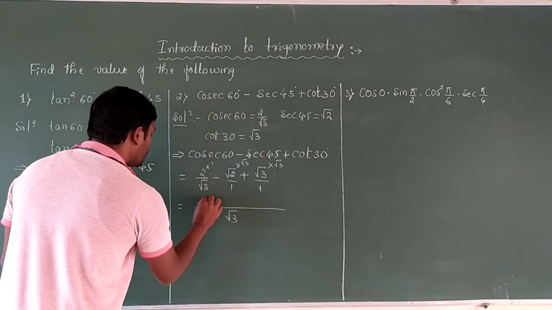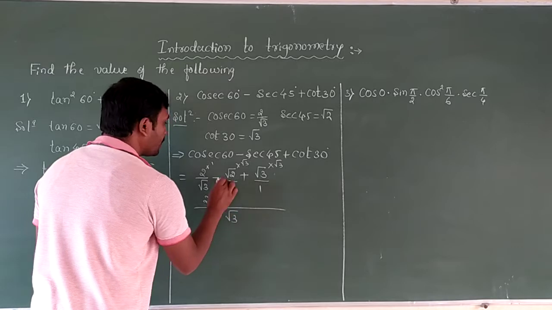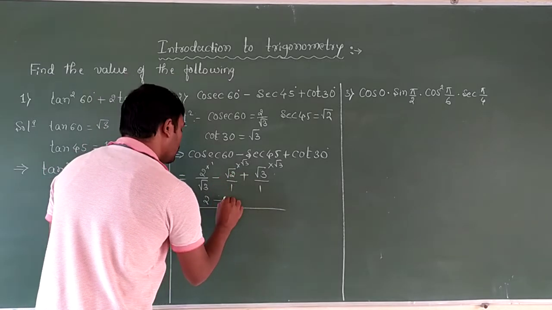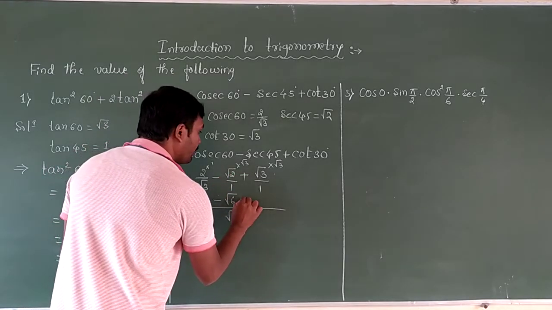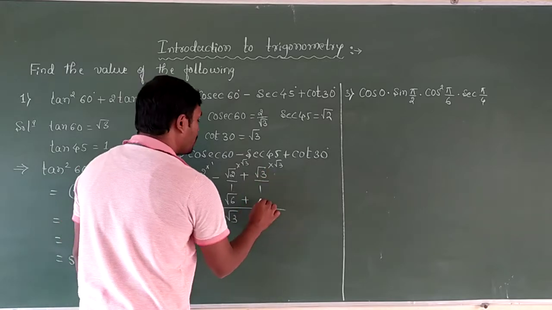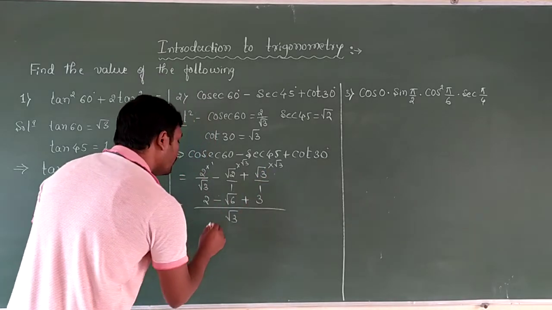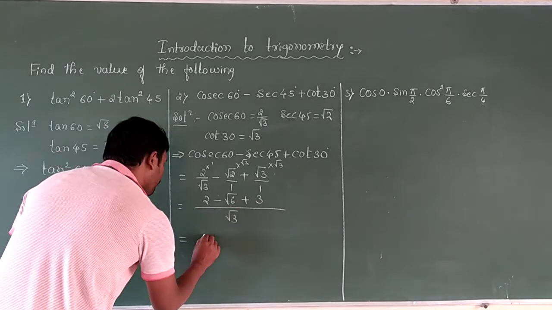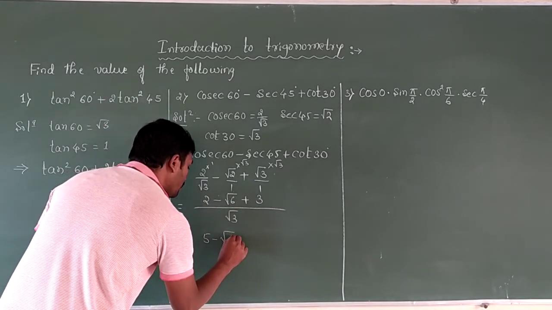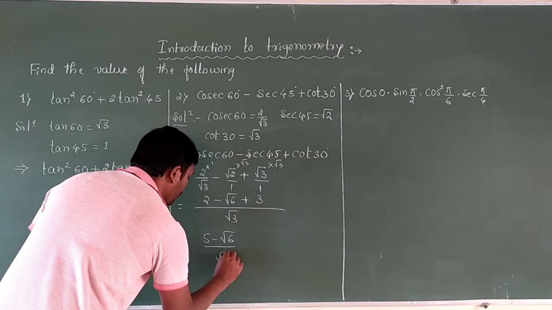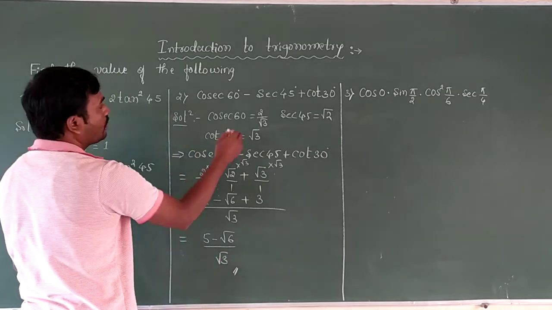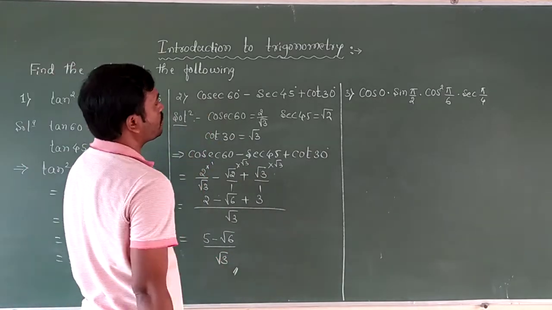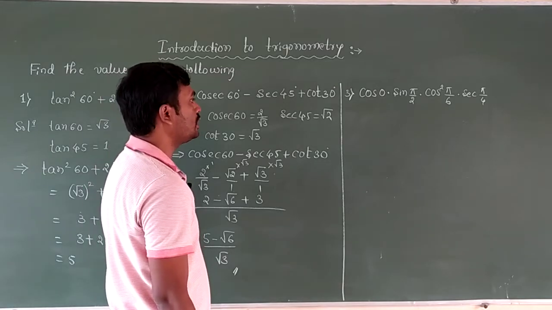So 2 into 1 is 2, minus root 2 into root 3 is root 6, plus root 3 into root 3 is 3. Simplify this one, children, then we will get 2 plus 3, 5 minus root 6, divided by root 3. This is the value of cosec 60 minus sec 45 plus cot 30.